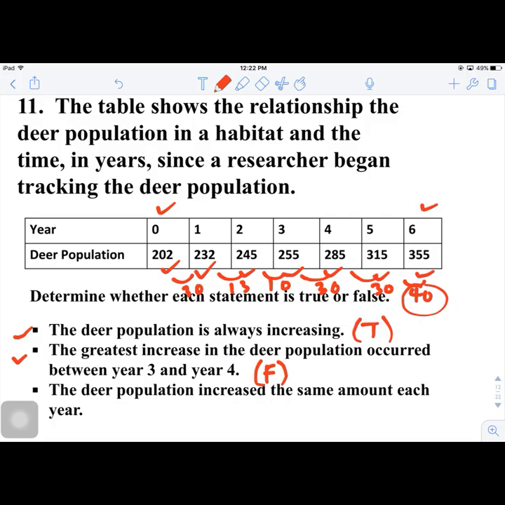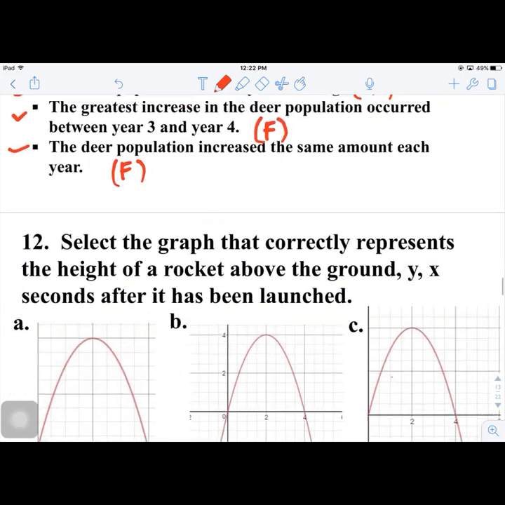The deer population increased the same amount each year. Well, obviously that is a false statement because we can see that each one of them has a different increase every year. And so that is the end of number 11.